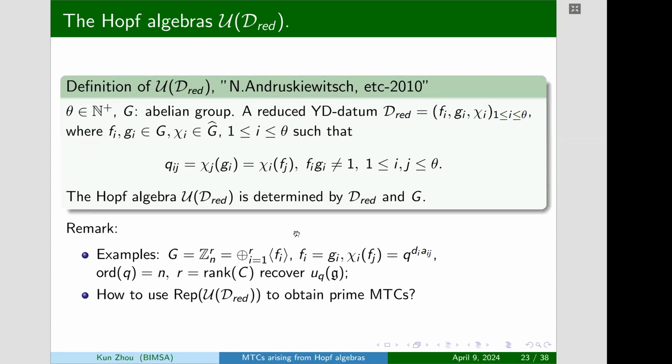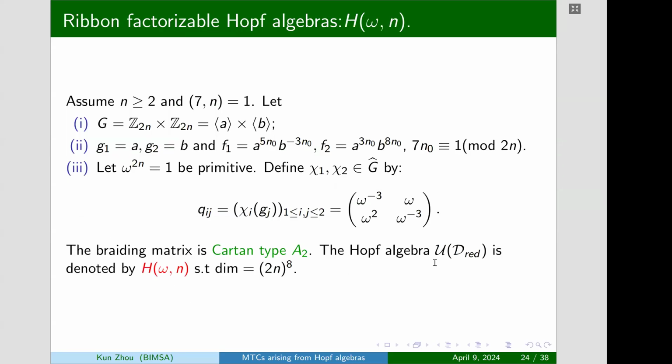So similar to the representation of u_q(g), we want to know how to use the representation category of U(D) reduced to obtain prime modular tensor categories, and we hope that we can obtain prime modular tensor categories in this way. With this demand, we construct the following two families of generalized small quantum groups, which we call H_{omega,n} and K_{alpha,n}.